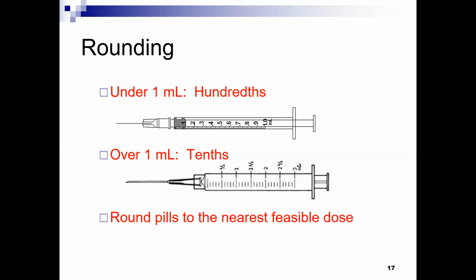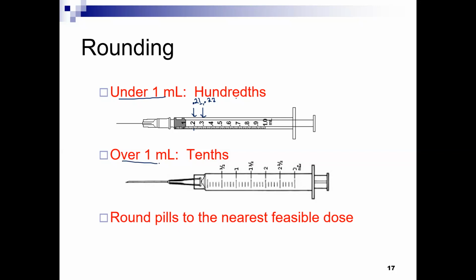So for example, when I look at the 0.2 right here, and I look at the 0.3 right here, there are 10 little lines in between them. So I am able to accurately measure things like 0.21, 0.22, etc. So 0.21 would be right here, and that is to the hundredth place. So anything under 1 ml, you're going to round it off to hundredths because you can measure that very precisely.